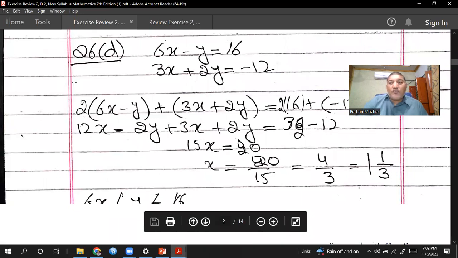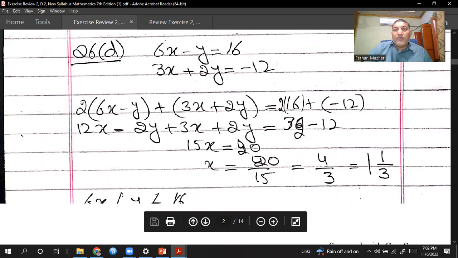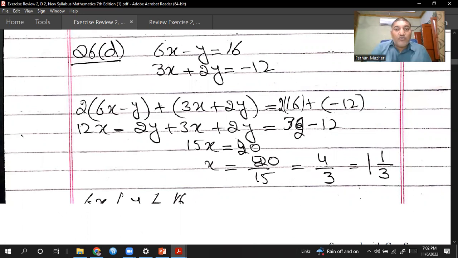Okay, so I'm going to make the y same. So what I will do, I will multiply the first equation with 2, and I will add to that the second equation. So you can see 2 bracket 6x minus y bracket close plus bracket 3x plus 2y bracket close equals 2 into 16 bracket close plus bracket minus 12 bracket close. When I open these brackets, I will have 12x minus 2y plus 3x plus 2y equals 32 minus 12. So plus 2y minus 2y, they will be cancelled with each other. So you will have 12x plus 3x, that will be 15x. And 32 minus 12, that will be 20.